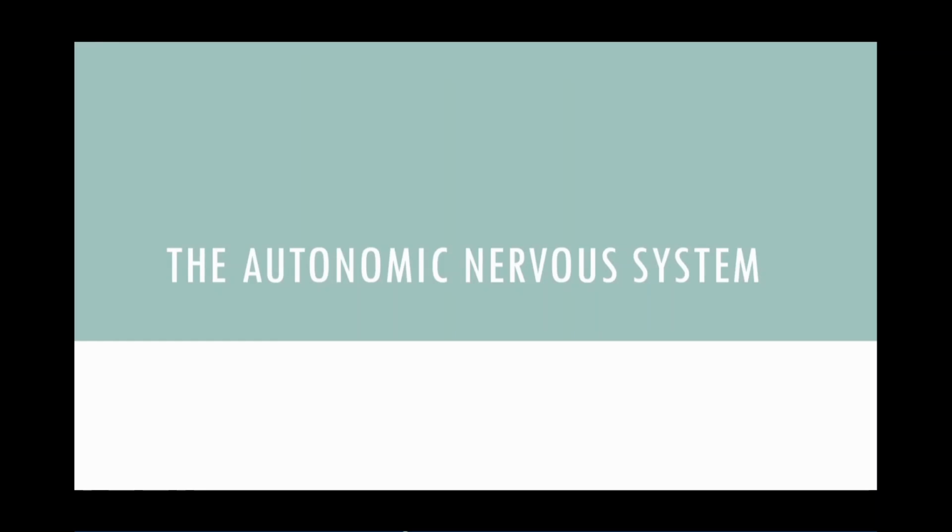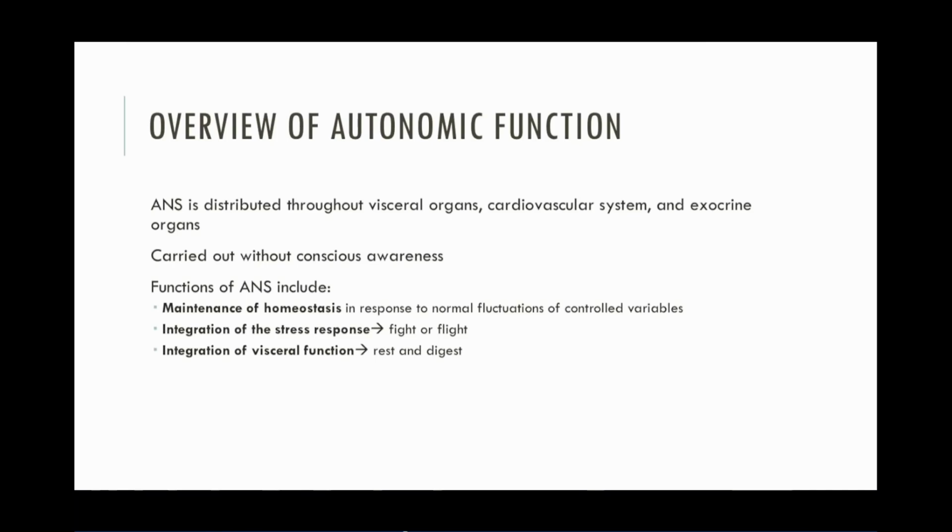We'll talk about sympathetic and parasympathetic. Our autonomic nervous system is throughout all of our visceral organs, cardiovascular system, and exocrine organs. Without conscious awareness, it just happens automatically. We don't have to worry about anything. What's the purpose of it? Maintains homeostasis. That's the whole point of this entire course, learning how our body maintains homeostasis.